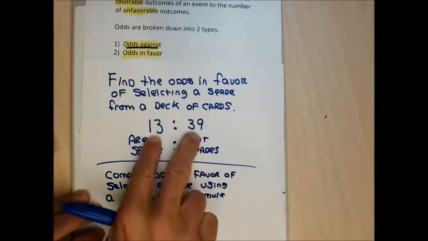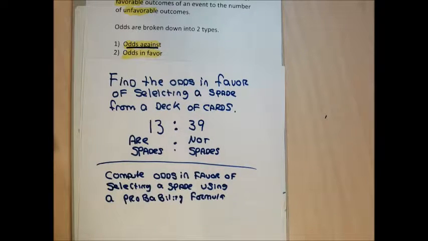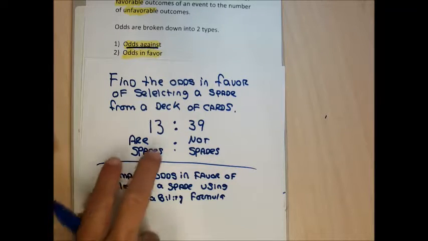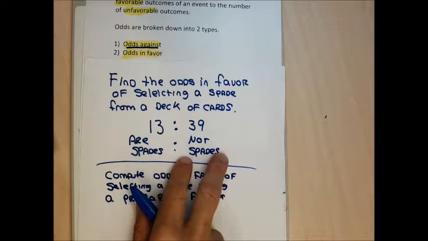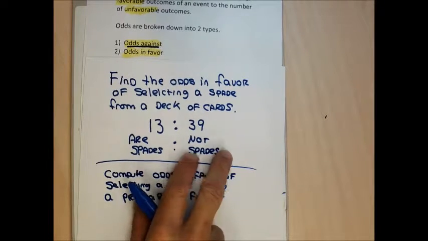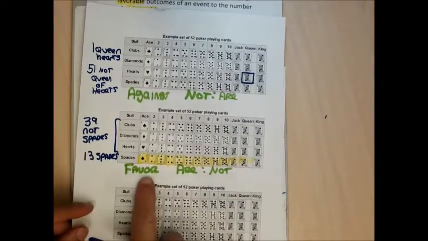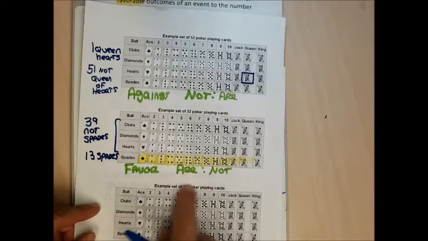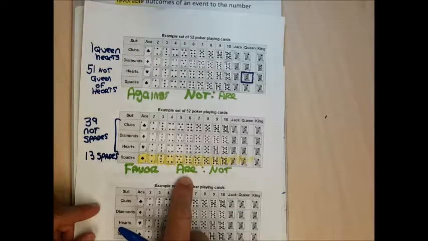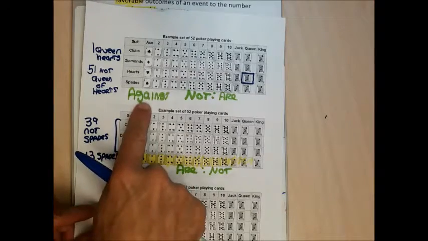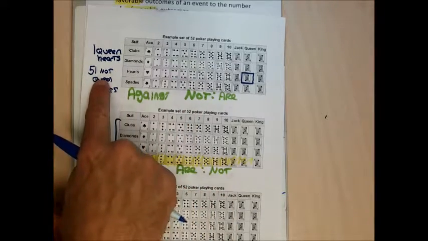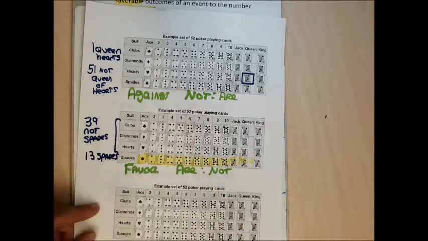The easy way to do it is just to segregate the sample space into two piles, the pile that has the desired characteristic and the pile that doesn't, and then take those numbers and put them in the right spot. If you're doing the odds in favor, you want to take the number of items in the sample space that have the characteristic and write them first. If you're doing odds against, you want to take the number of items in the sample space that don't have the characteristic and write them first.